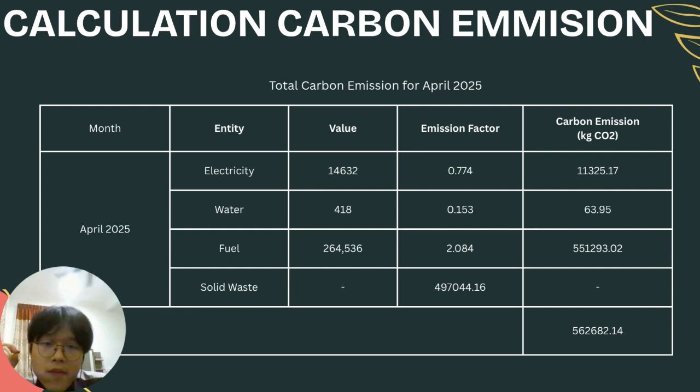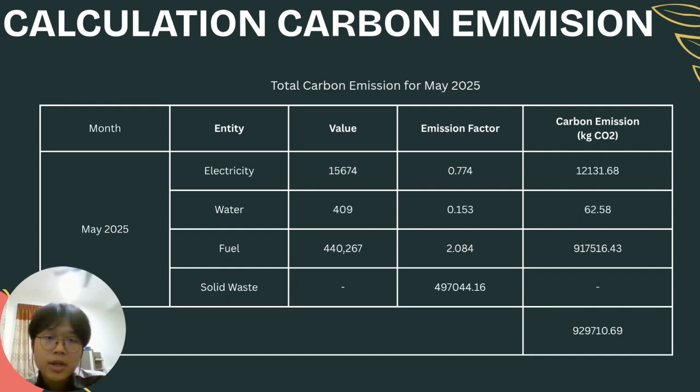While for April, the total carbon emission for April is 562,682.14. The carbon emission for May is as such: the electricity usage 929,710. So from here, we can see that over the 3 months, March, April, and May, we found out that the carbon emission is highest during May.